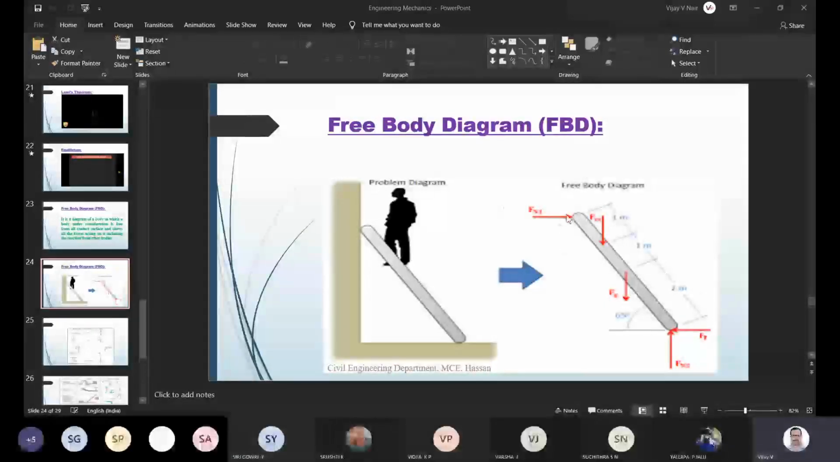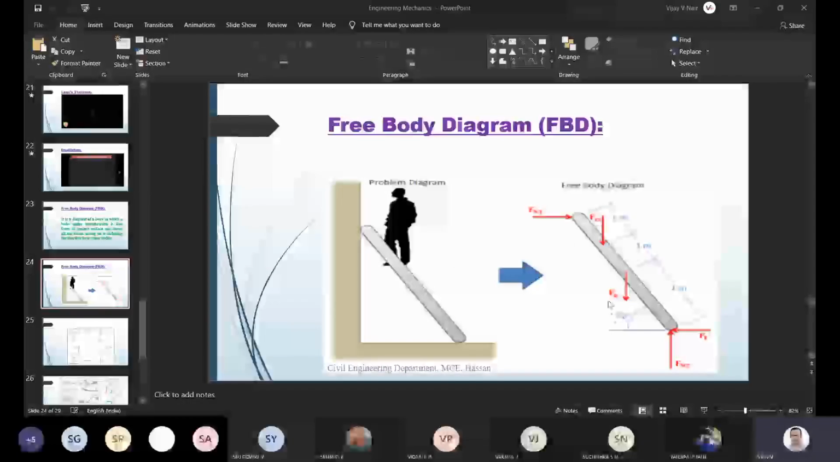And then there are two forces acting. These are the reactions actually. Reactions from the wall as well as from the floor. And since the person is standing over here, there will always be a frictional force acting along the opposite direction. So these are the system of forces acting here.